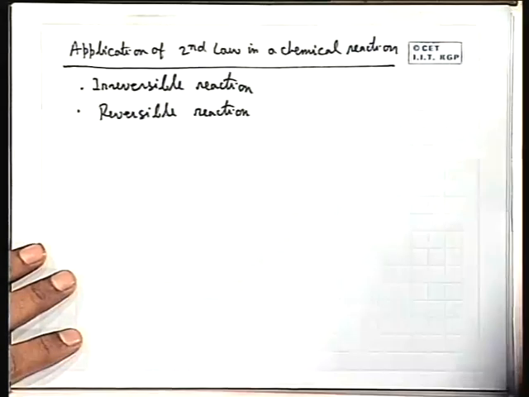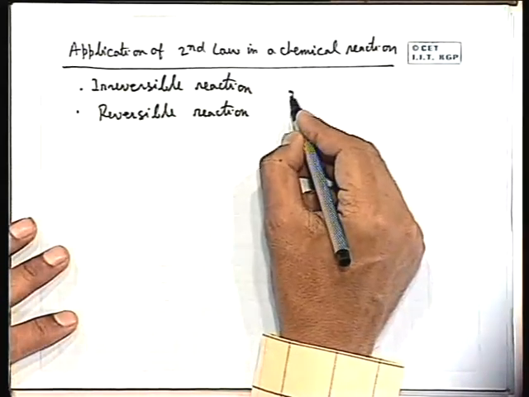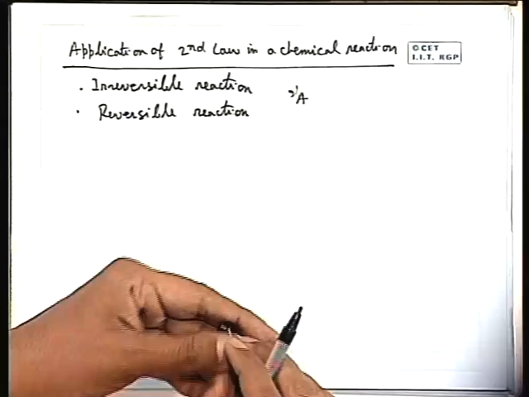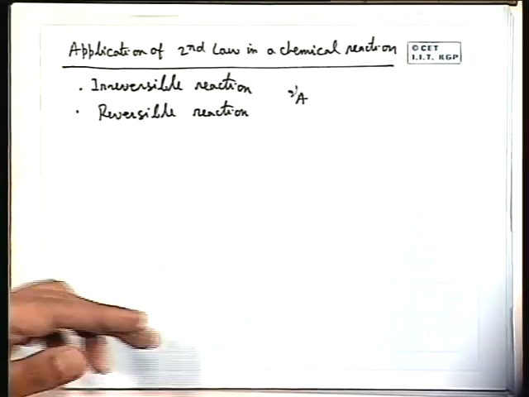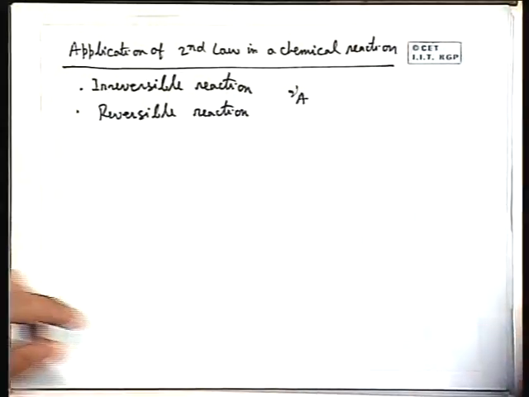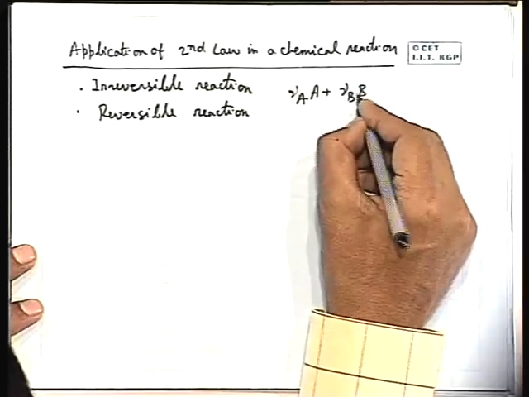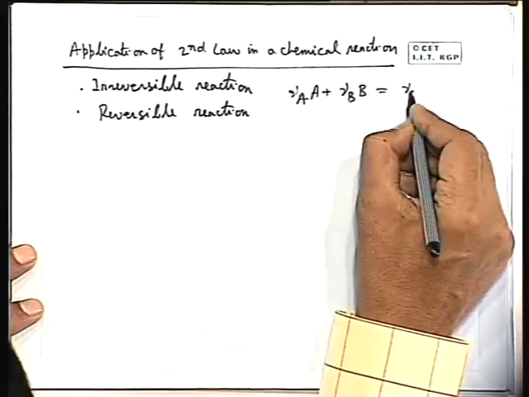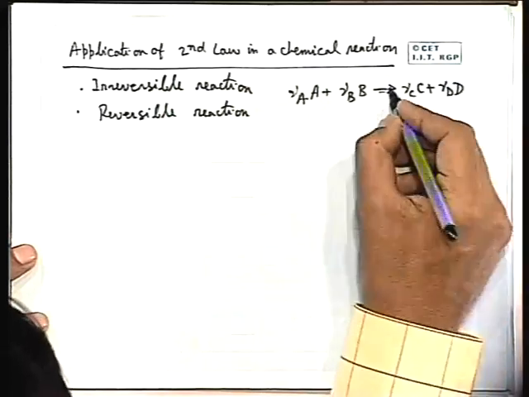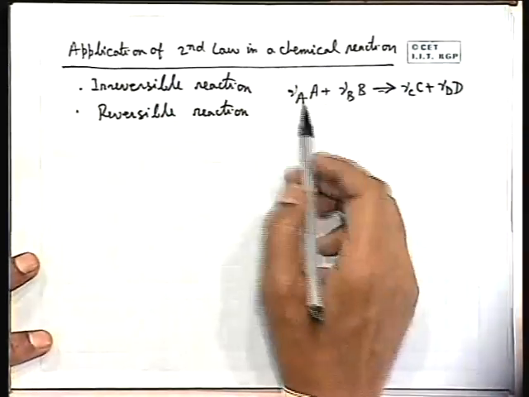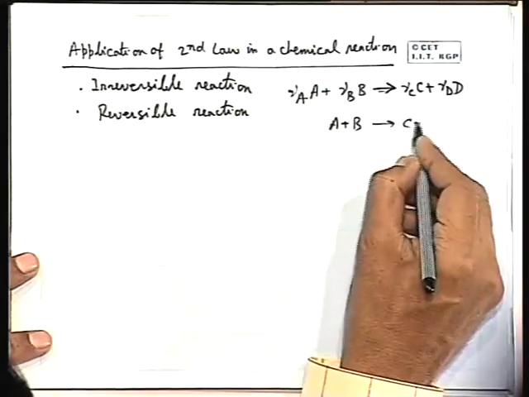This reversible and irreversible reaction means, if we consider a reaction like this: gamma A plus gamma B equals gamma C plus gamma D. It is not always necessary to give the stoichiometric coefficients. When you do not balance it, you can write A plus B gives C plus D.